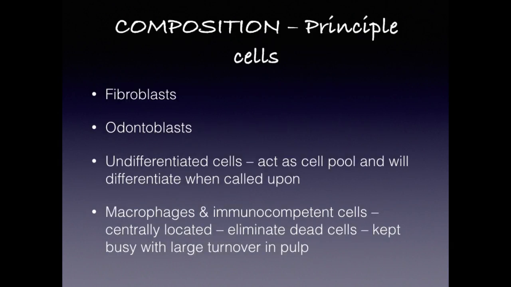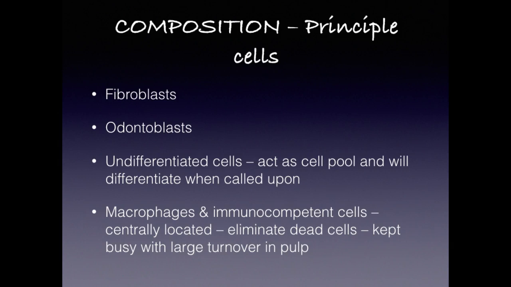We'll find some principal cells, generally speaking. We've talked about that dental papilla being undifferentiated mesenchymal cells. There will remain a large number of these undifferentiated cells that can act as a cell pool and will differentiate when they're needed. Many of them will differentiate into odontoblasts or fibroblasts. They make up the largest types of cells that we find in the pulp.